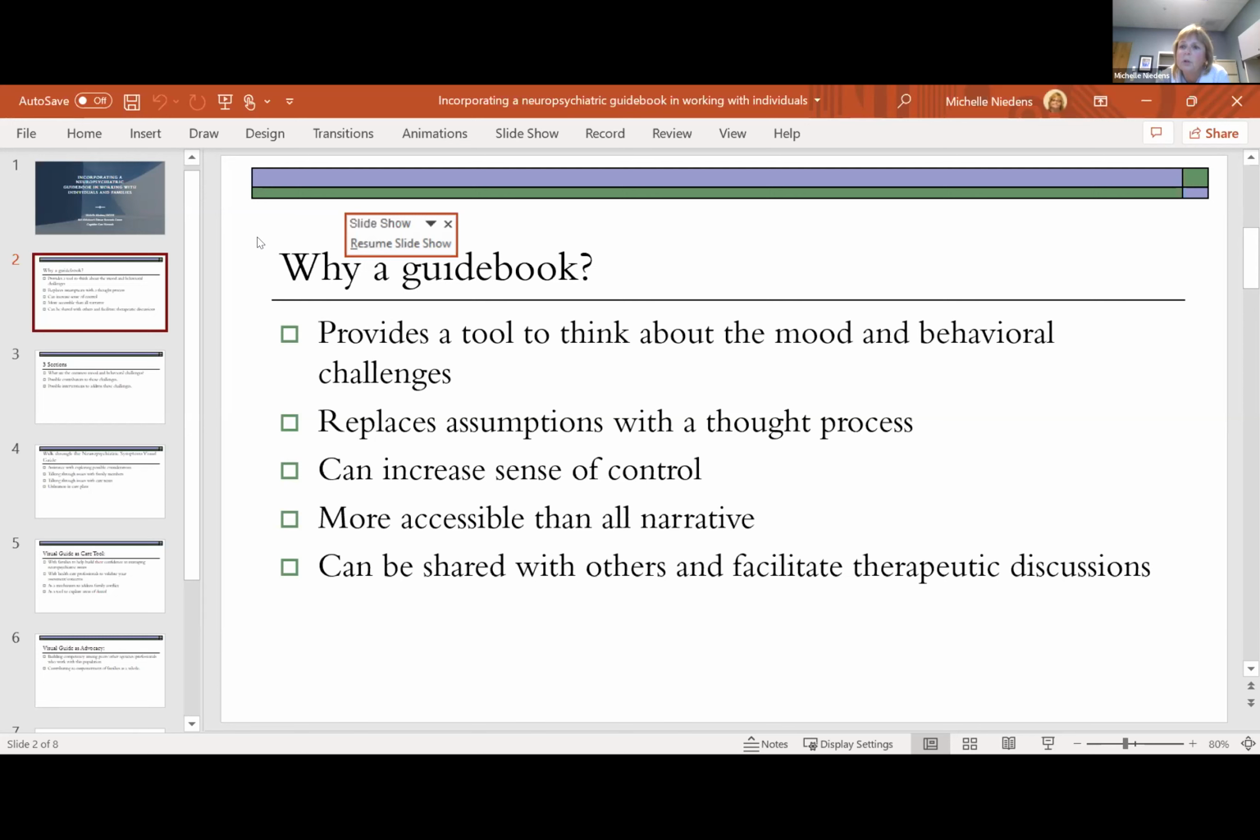I always use the example of repetitious questioning. Repeating oneself is common in the disease. We know that, but there is a particular flavor of repetitious questioning that indicates significant anxiety. So it's not about the behavior, it's about what's underneath the behavior. And so the toolkit allows us to replace some of those assumptions with a calculation, with a guided thought process in some respect. For families, I think it increases a sense of control.